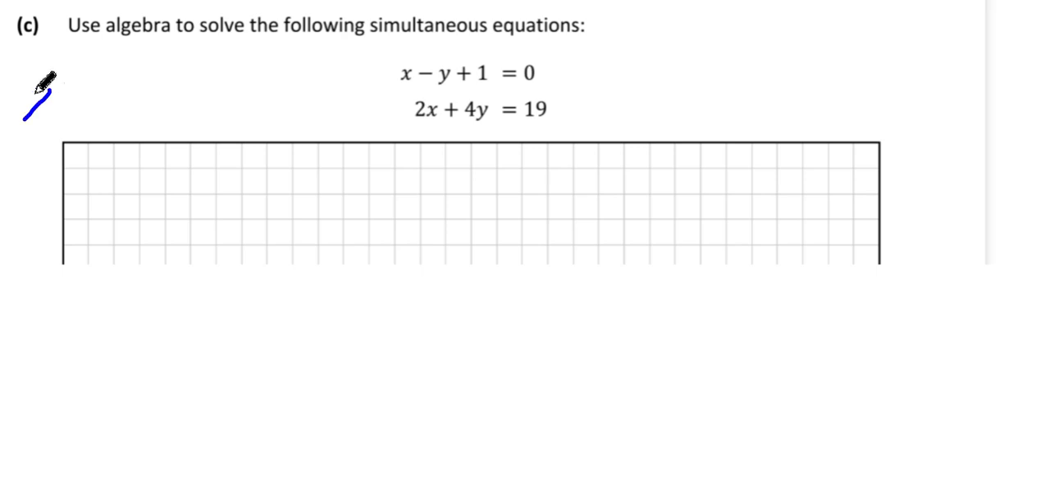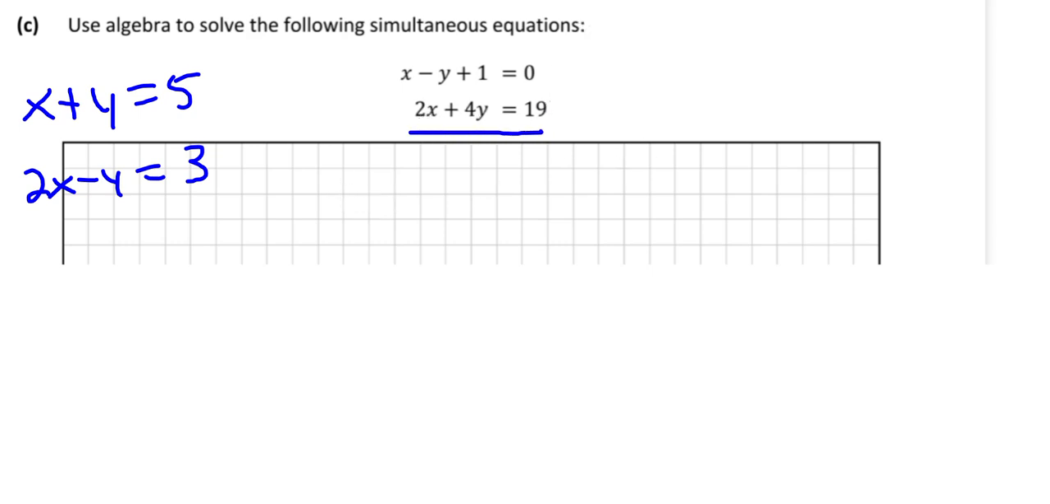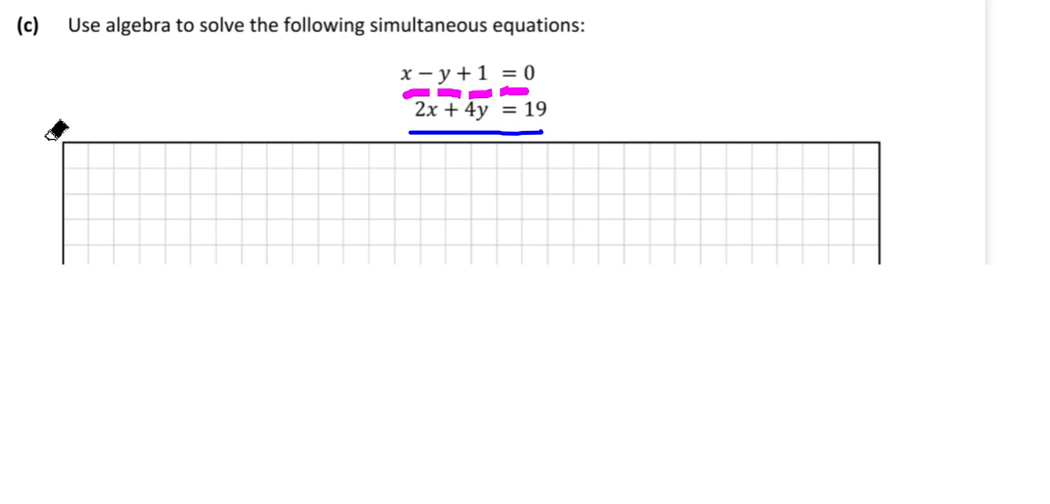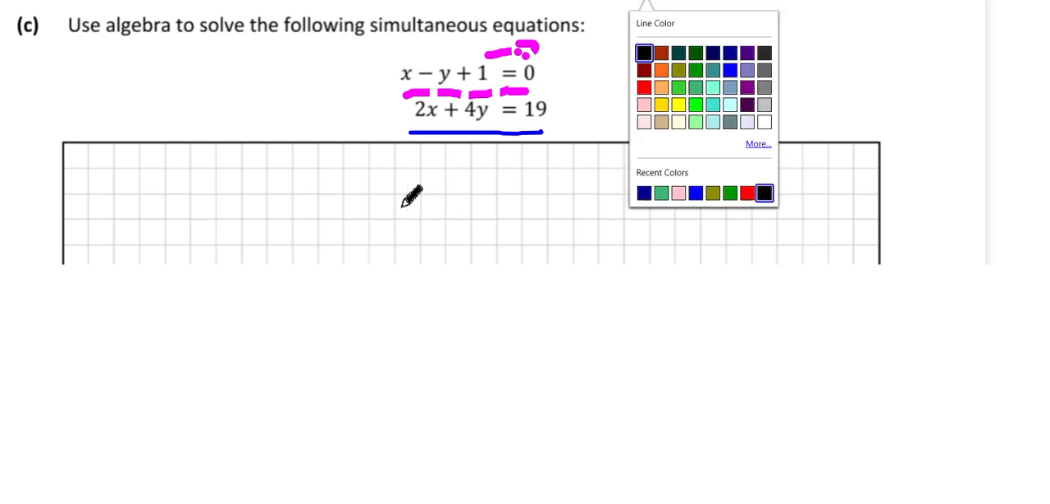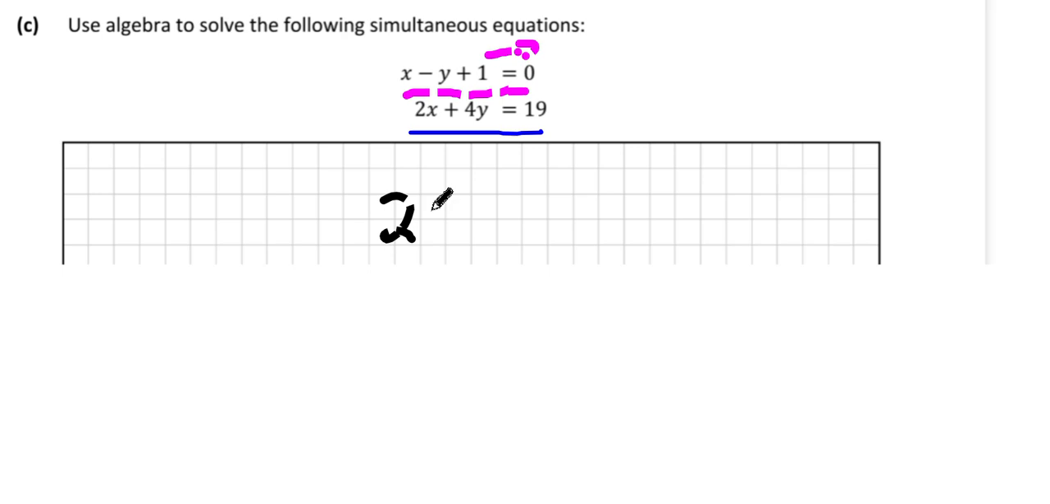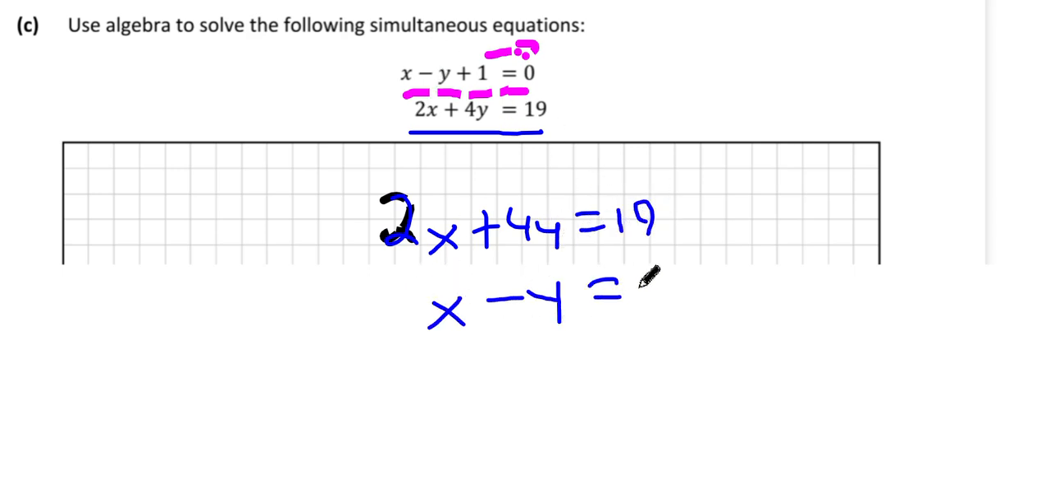Normal simultaneous equations look like x plus y equals 5 or 2x minus y equals 3. Would you agree with that? Does the blue one look normal? Does the pink one look normal? No. Is there anything we can do to make the pink one look normal? What's stopping it from looking normal? So why don't we move the one to the other side? Yeah, so it'll be 2x plus 4y equals 19. You're right about that. And it'll just be x minus y equals minus 1.